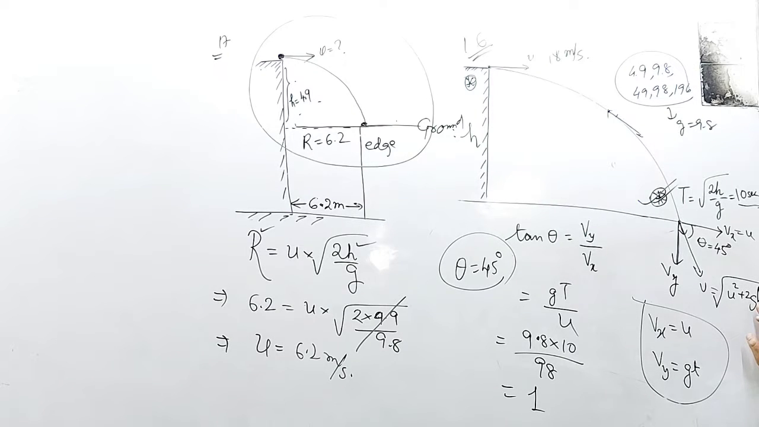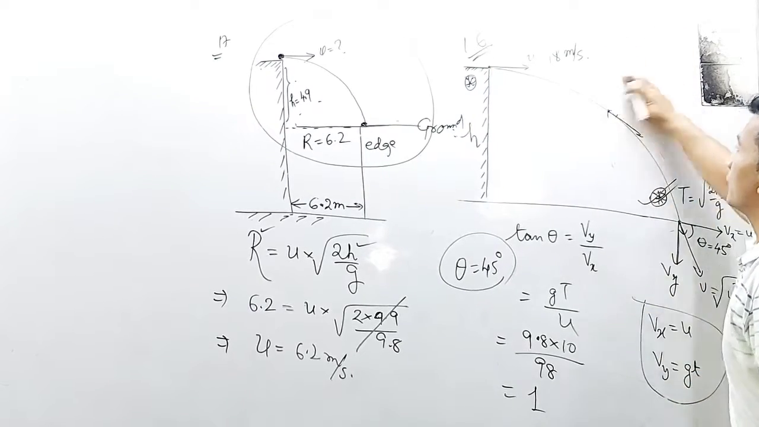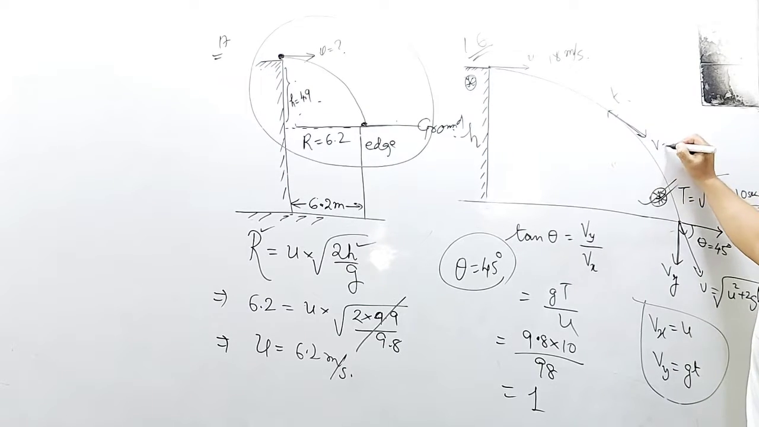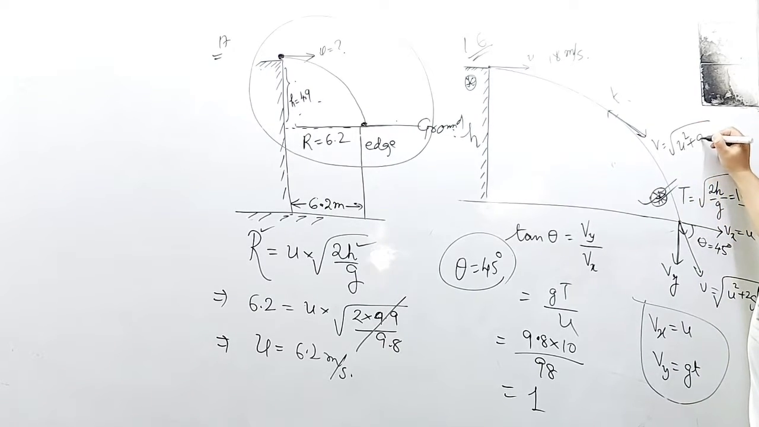The resultant velocity at any point, at any time t, what is the velocity? It will be equal to root over u square plus g square t square.